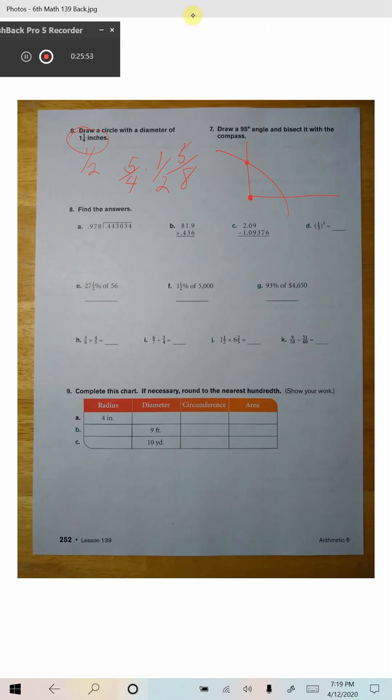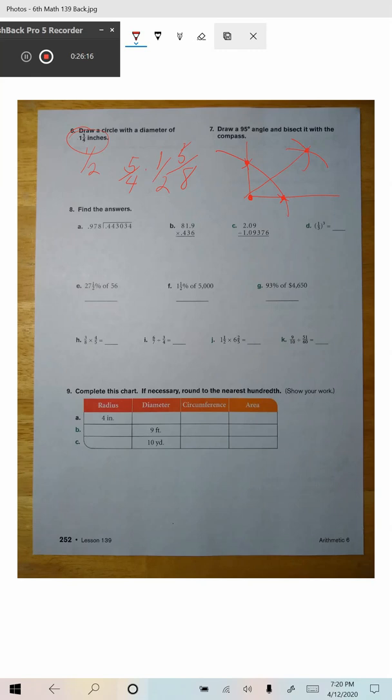Then measure from here to here with your compass. Put the metal point on one side of your compass, and you're going to swing it up, make an arc. Then put the metal point on the other side and swing it up, and wherever it met, you're going to make a straight line right through it. Okay, you can pause me if you need to do that.